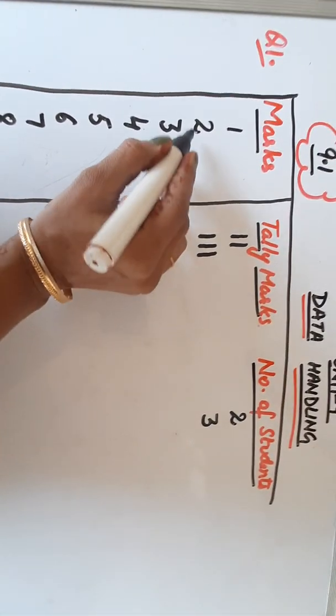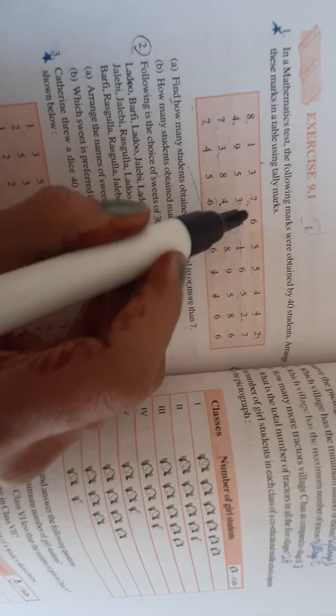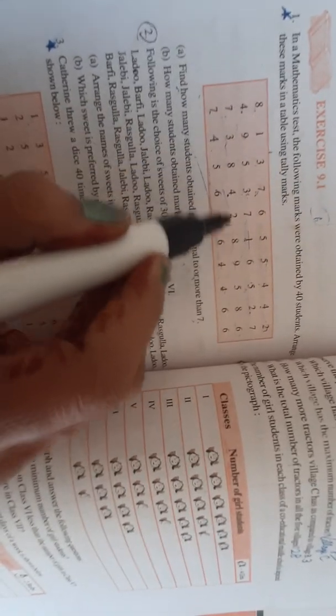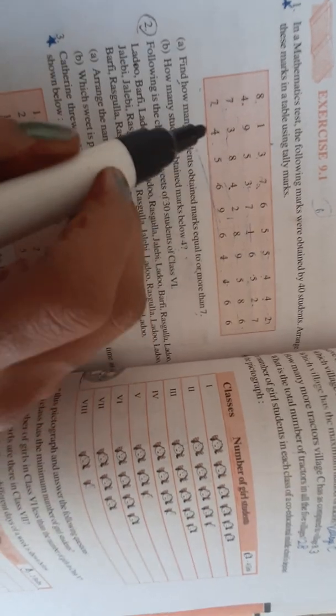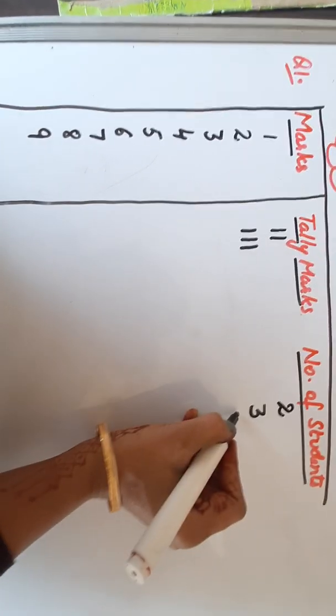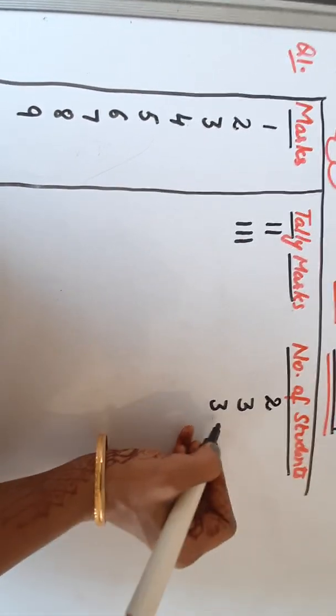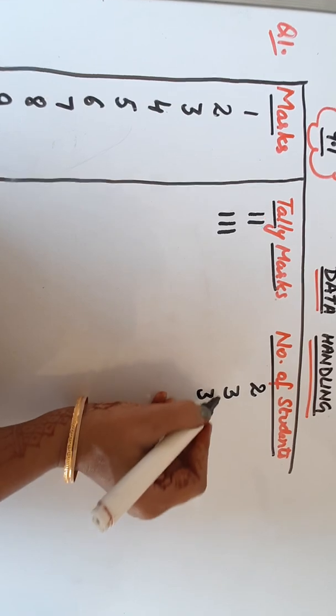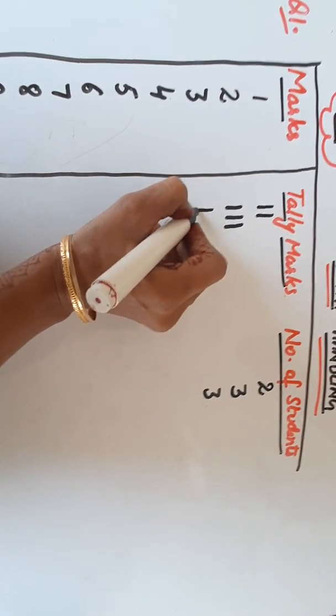Now let us check how many students obtained 3 marks. Let us see the first row, 3. सेकेंड रो में 3, 2 हो गए हैं हमारे पास, फिर 3, 3, and only 3 times: 1, 2, 3. 3 students obtained 3 marks. So we will write number of students 3, जिनके 3 नंबर आए. So 3 students are there, we will write 3 standing lines for tally marks.